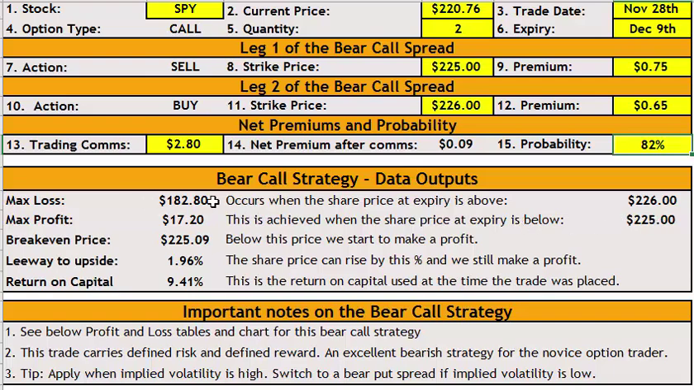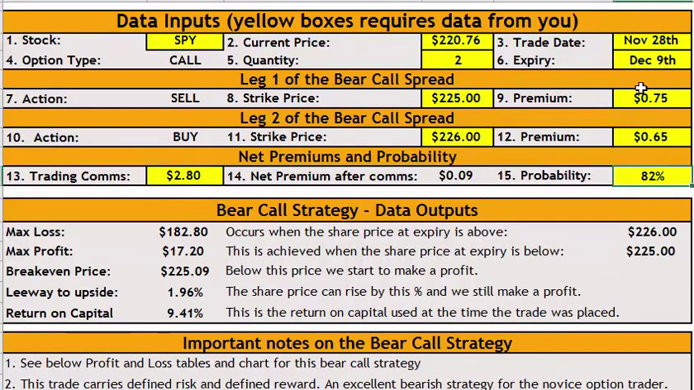So this might look like you're risking a lot to make a small amount, but if you take into consideration your probability of winning, you can see why the trade may make sense for some people. Your break-even price is $225.09. Below this price, you start to make a profit. Above that price, you start to make a loss. And your leeway to the upside is 1.96%. What does that mean?